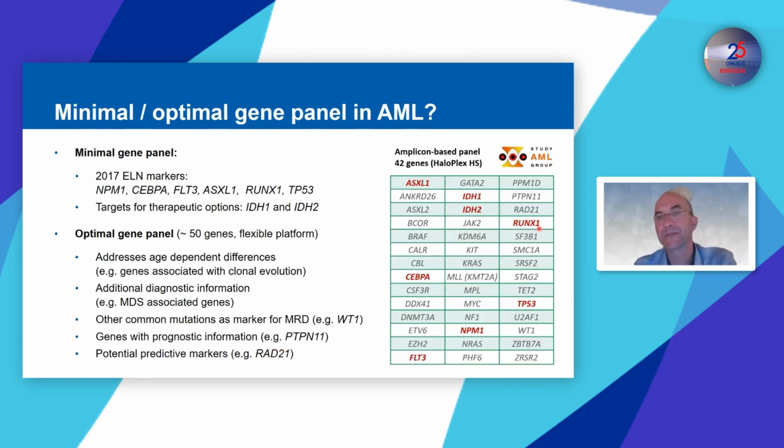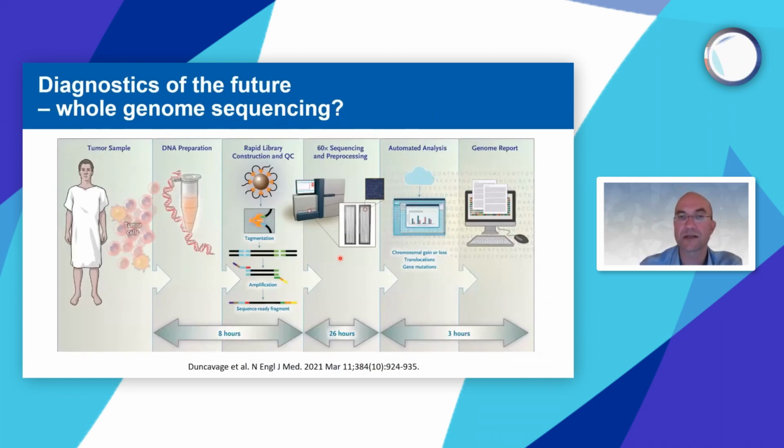So currently in our lab, we do a gene panel that comprises 42 genes that are of relevance with regard to the current classification and risk stratification guidelines. Those are the ones labeled in red again, and the others which we think are important with regard to disease biology and measurable residual disease.